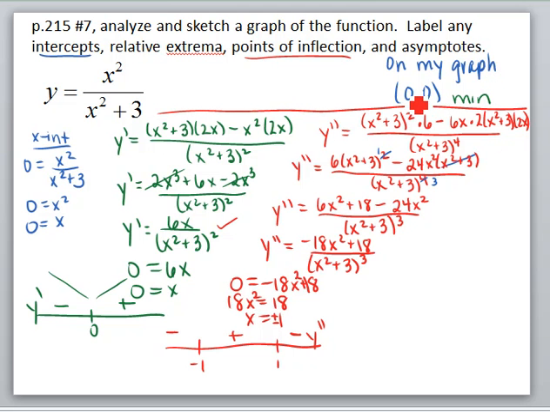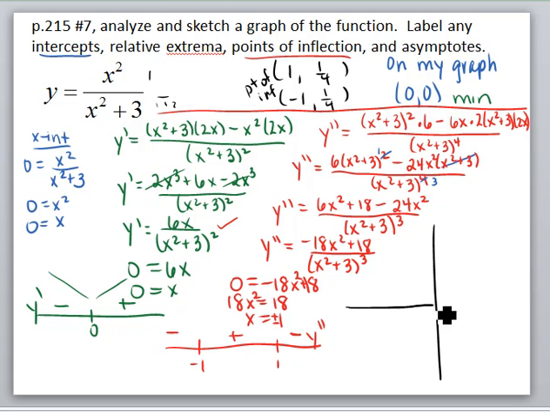So on my graph I have the 0, 0 min. I also have points of inflection of 1 comma something and negative 1 comma something. I have to figure out what those are by plugging them back into the original if I want the actual point values. So I end up with 1 over 1 plus 3, so it would be 1/4. And if I plug in negative 1, I end up with 1/4 again.